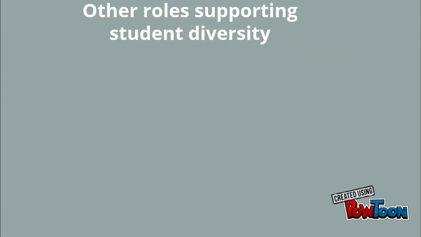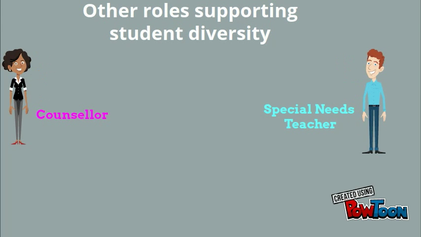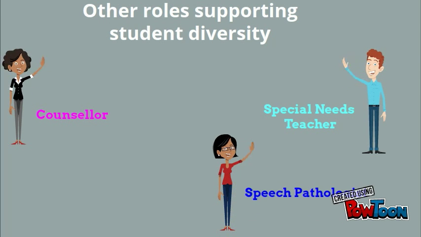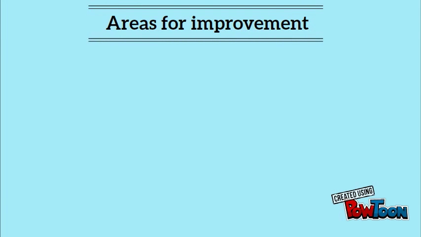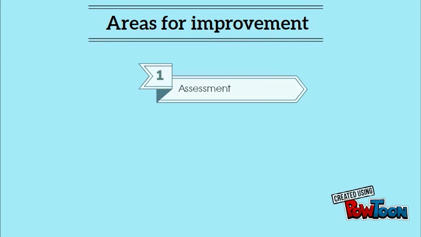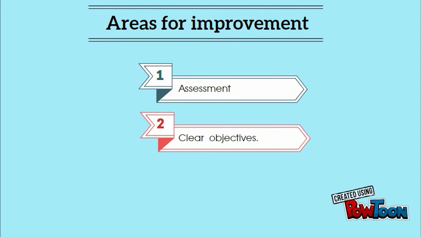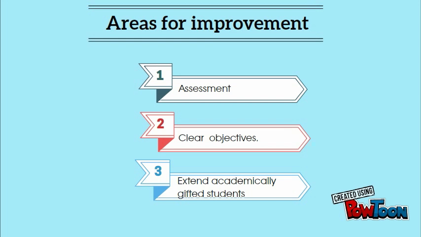Other roles that support the diverse needs of students include the school counsellor, special needs teacher who manages the student learning support program, a visiting speech pathologist, and an occupational therapist. There are some areas in which teachers could improve their philosophy and practice of differentiation, in particular through assessment and setting clear expectations for knowledge, understanding and do's. There are also limited formal strategies in place to extend and challenge academically gifted students.